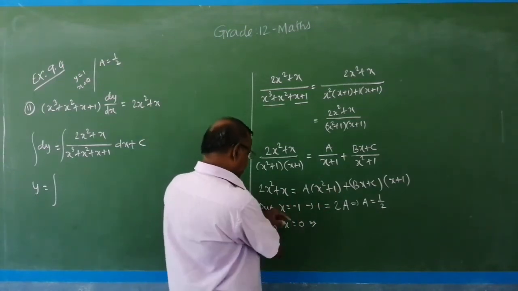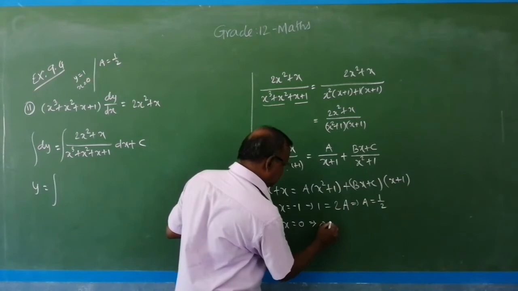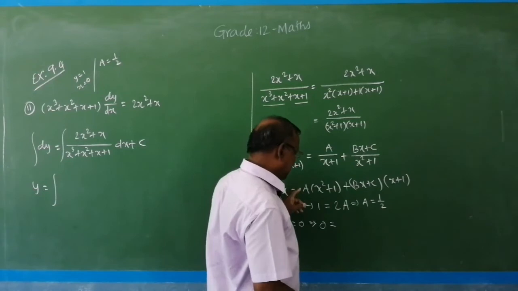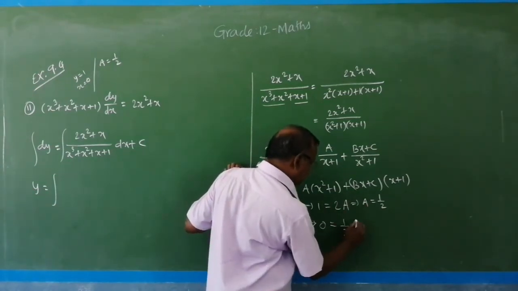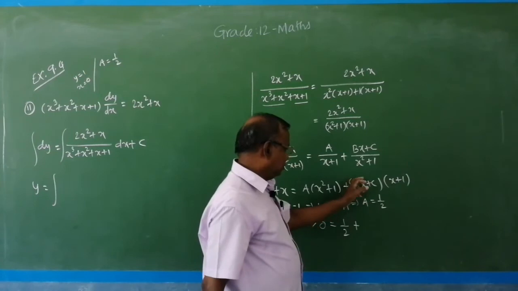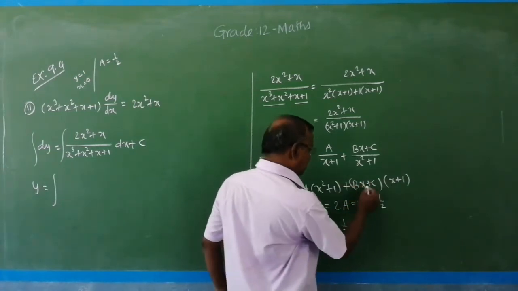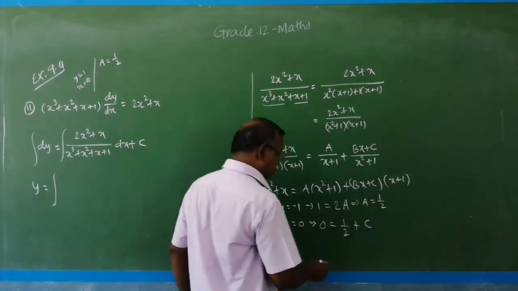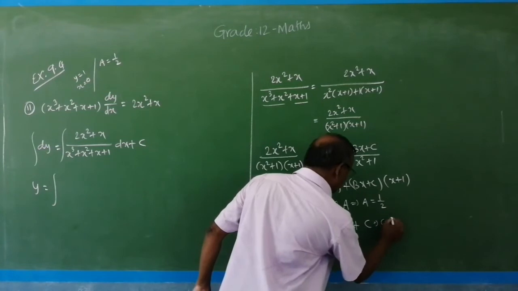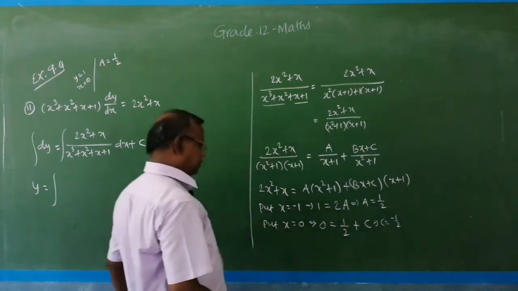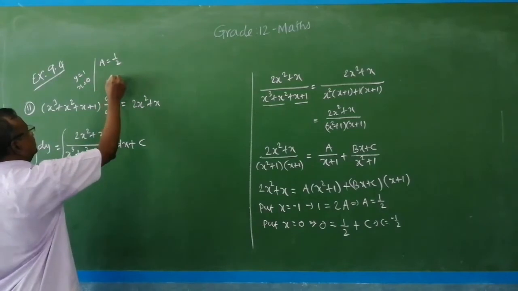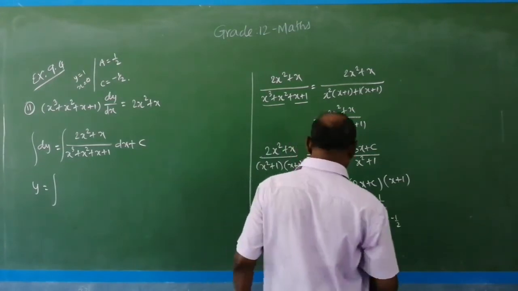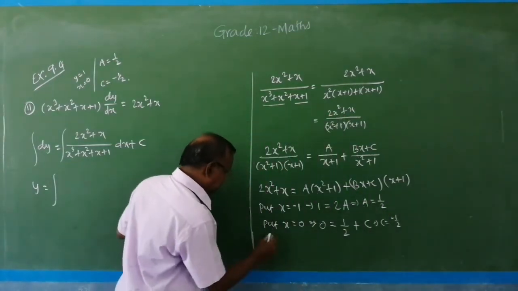So put x equal to 0. LHS is clearly 0. So 0 equal to, here 0 plus 1, 1 into a means 1 by 2, plus, putting x equal to 0, this part is 0, so plus c into 0 plus 1, 1 into c. So c equal to minus 1 by 2. And substituting some other value for x, we can find the value of b.